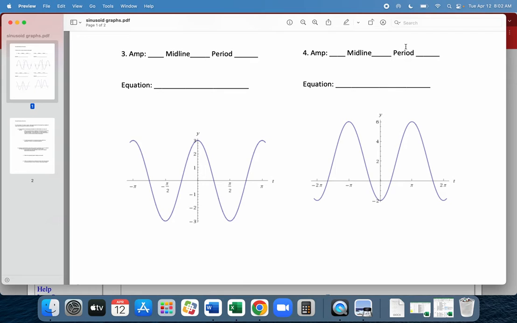What are we missing? Yeah, amplitude. It's an amplitude of 3. It goes up as high as +3, down as low as -3. It's centered on the x-axis, meaning it goes equally above and below the line y = 0, the x-axis. Unlike number 4. Number 4 doesn't have a midline of 0. The other 3 graphs we looked at did.